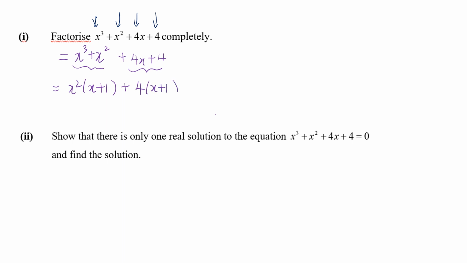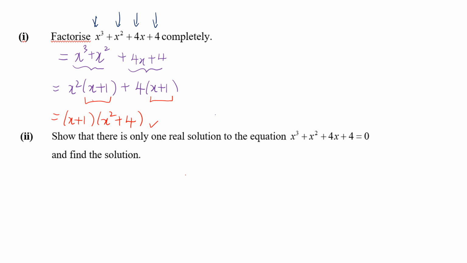Okay, did you see what I see? Yes. All right. Can you see x plus 1 is another common factor where you can just pull it out and you get x squared plus 4. And that's it. You have just managed to factorize it without even having to use long division.